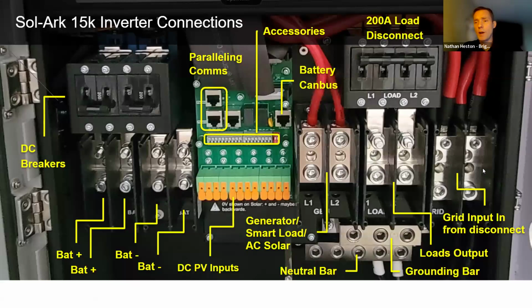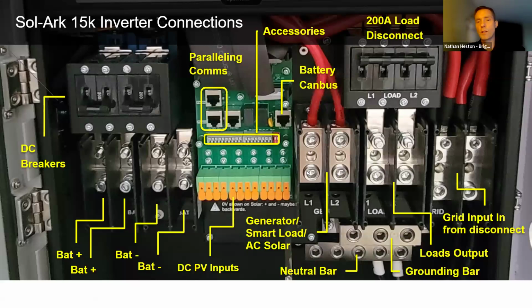So one, you have the grid input. This is your utility input here. It's 200 amp rated. You have your load output. This is going out to your load center. This is 200 amp rated. There is a 200 amp disconnect up there at the top. And then you have your generator port here.